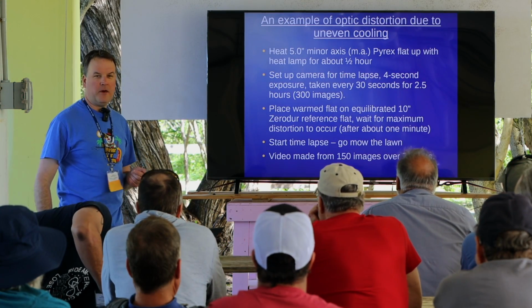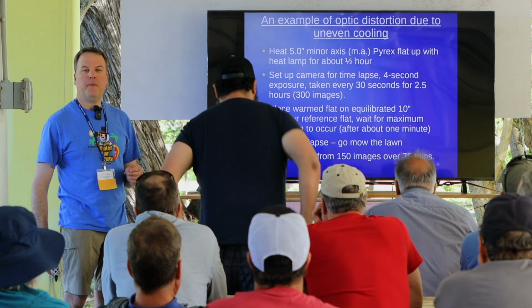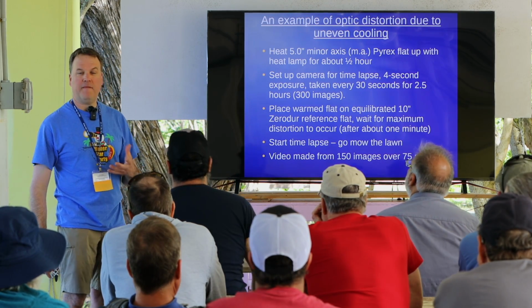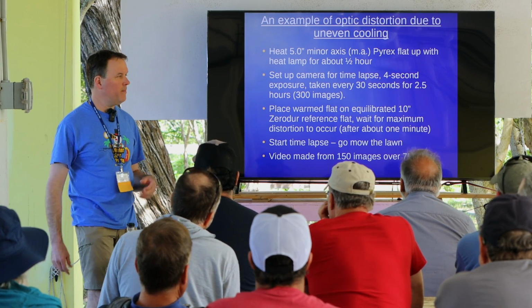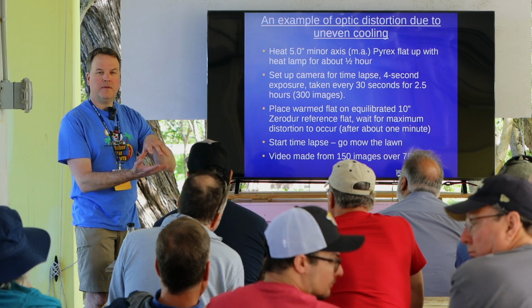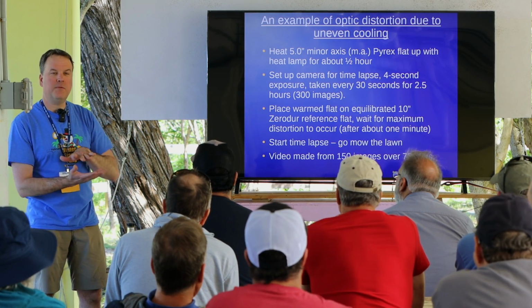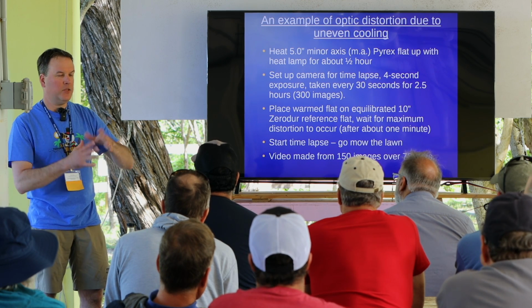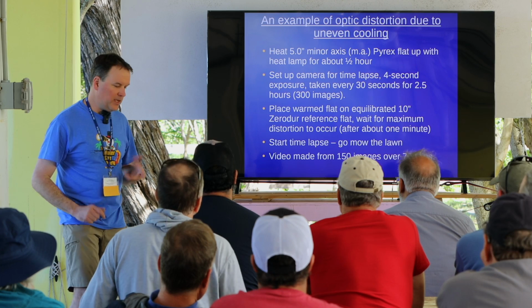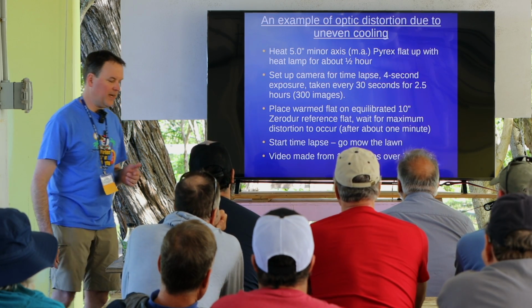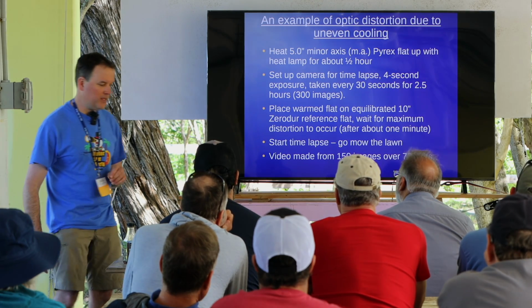I decided one day to do an experiment. I had a 5-inch flat, it's Pyrex, and I heated it up under a heat lamp for about half an hour, so it got fairly warm. I have a 10-inch Zerodur reference flat that I could set it on, and what happens is, of course, the warm mirror transfers heat to the Zerodur, and slowly they equilibrate to the same temperature. So I set up a time lapse, 4-second exposure taken every 30 seconds for 2.5 hours. Made a time lapse out of it.